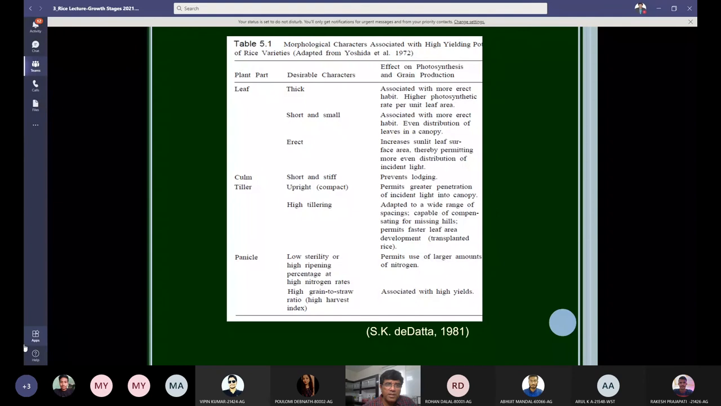Now you see the last slide, about the morphological characters associated with high yielding potential of rice varieties, given by Yoshida. It means what are the characteristics or features of a rice variety that will result in higher yields? For example, leaves should be thick in case of rice, because a thick leaf is associated with a more erect habit and a higher photosynthetic rate per unit leaf area. Leaves should be short and small, associated with a more erect habit and even distribution of leaves in the canopy. So this will benefit the receiving of sunlight.